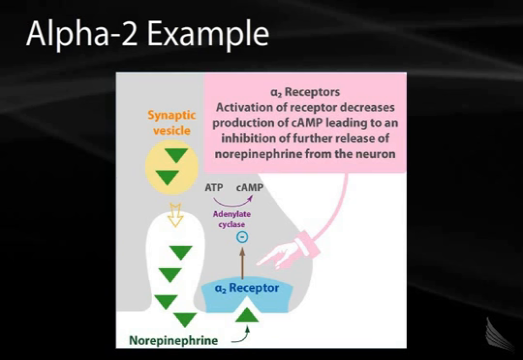Here we have a central norepinephrine secreting neuron. These alpha-2 receptors shown here are found presynaptically. Presynaptic activation of the alpha-2 receptors will decrease cyclic AMP production, which will ultimately result in the lowered production and release of norepinephrine from this population of neurons.